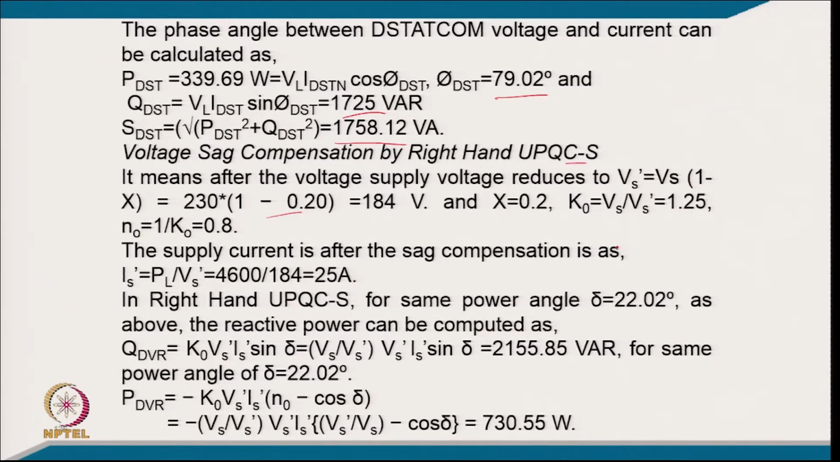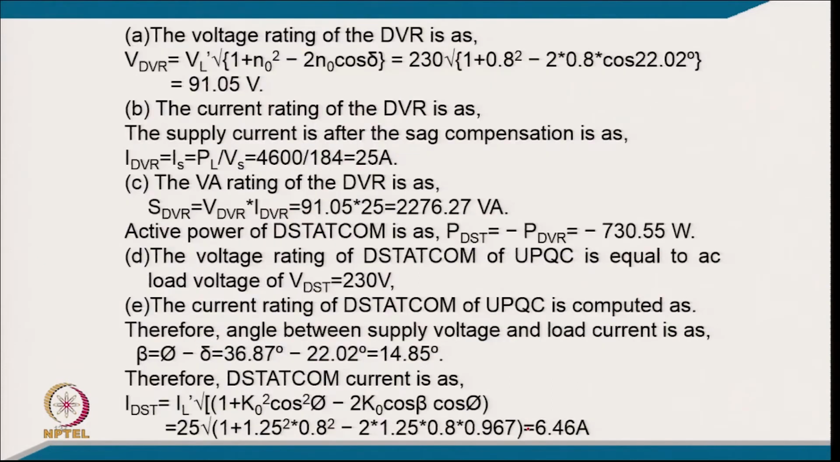So, the supply current after the sag compensation is the active power 4600 divided by 184 volt, because it is a unity power factor, it comes like 25 ampere, and in right hand UPQC the same power angle delta equal to 22.02 degree, and from the above relation the power can be calculated, Q DVR equal to from this relation. So, putting the values it comes to 155.85 VAR, the power angle is 22.02. So, we can calculate the power PDVR from this relation. So, it comes 730.55 watt.